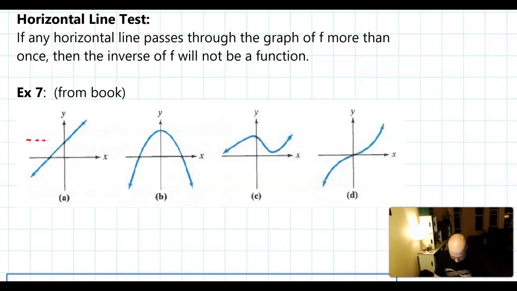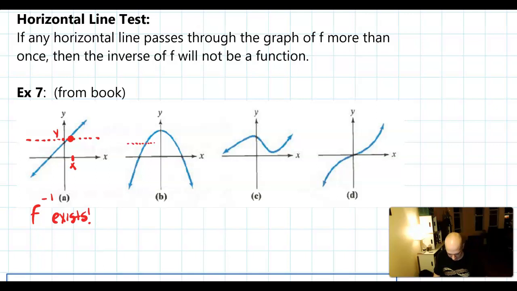Horizontal line passing through, well, the horizontal line will only hit a line one time, which means that no matter where I draw that line, every x maps to just a single y, and every y maps to just a single x. So this, we'll say f inverse exists. Let's look at the second one, though.